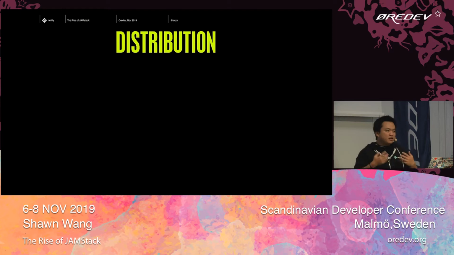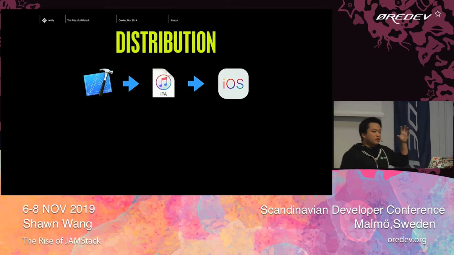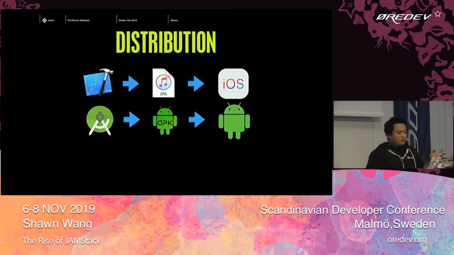I think this is something that we don't really think about because we're primarily concerned at this conference and in our jobs about writing code, about maintaining code, about deploying code. And a lot of us, when we're in the mobile world, which is quite a different world from the web dev world, we develop in Xcode, we build to IPA artifacts, and then we deploy to the iOS App Store. And Android, same thing: Android Studio to APKs, and deploy to Android.